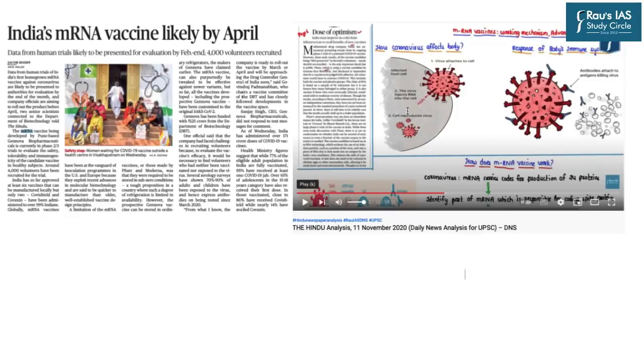Now, this topic appeared on page number 10 in today's The Hindu edition, and it talks about the mRNA vaccine likely by April in India. This topic is mostly relevant to the science and tech section, especially from the biotechnology point of view. However, this topic was holistically covered by Baswa sir in the DNS dated 11th November 2020. So you are requested to go back to this DNS in order to understand all the intricacies associated with the mRNA vaccine relevant from the UPSC examination point of view.